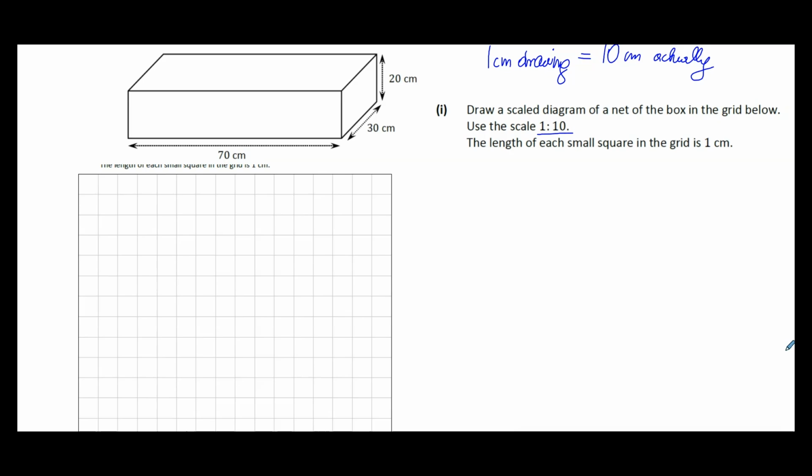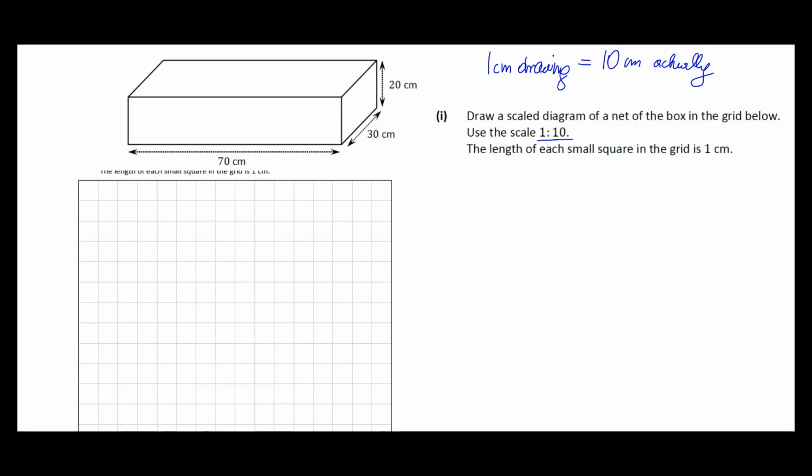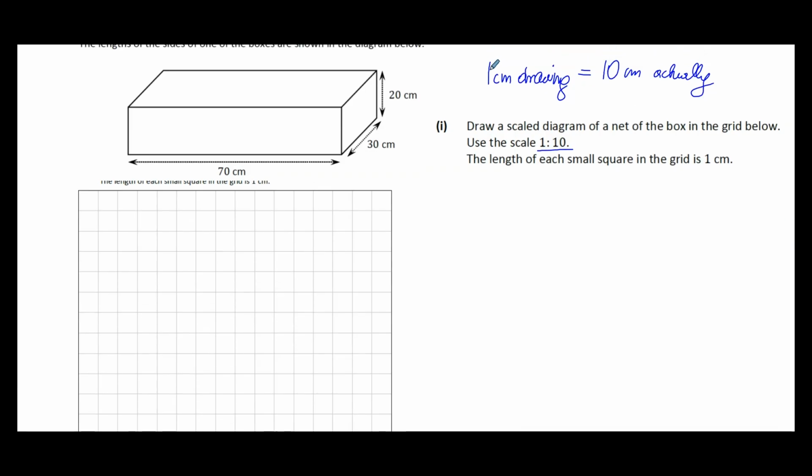Wherever we want. But let's say we start with the face that we see. So here is 70 centimeters. Obviously, we don't have space to draw 70 centimeters. So what are we doing? Changing 10 centimeters to 1 on our drawing. So 70 therefore will be 7 centimeters, 30 will be 3, and 20 will be 2.